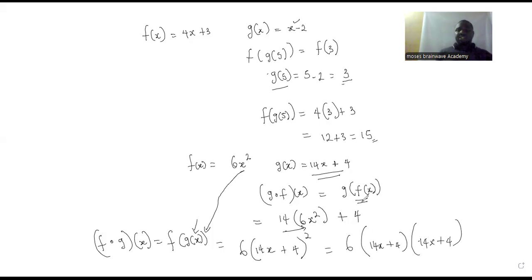Now, from these two examples, you can clearly see that f of g of x is not equal to g of f of x. Good. You can see that clearly from that particular example over there, right?